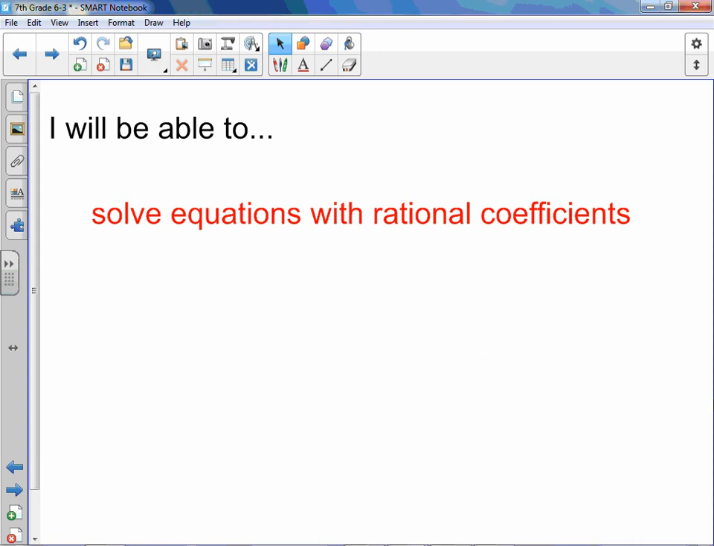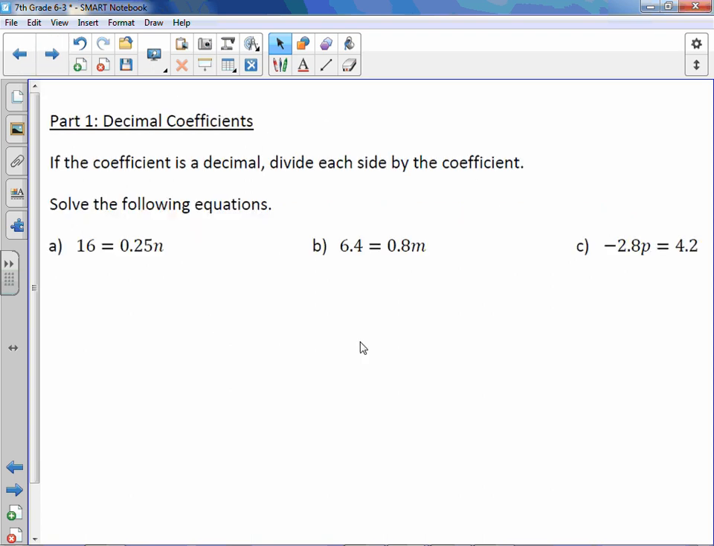Chapter 6, Lesson 3, Solve Equations with Rational Coefficients. You will be able to solve equations with rational coefficients. If the coefficient is a decimal, divide each side by the coefficient. Solve the following equations. 16 equals 0.25n.